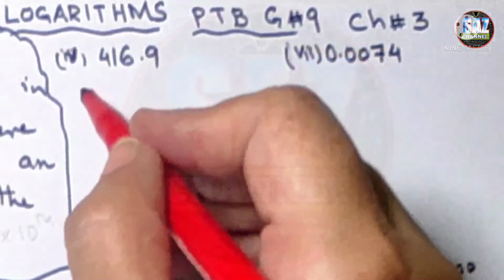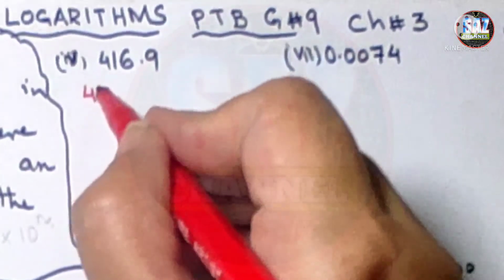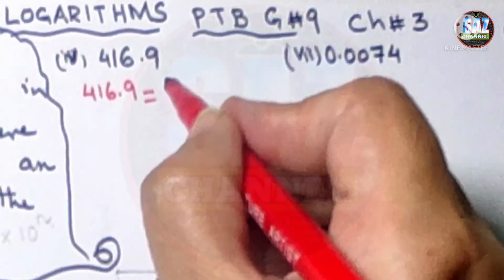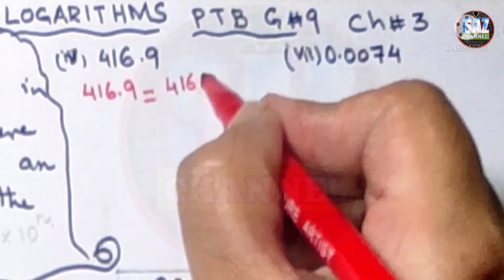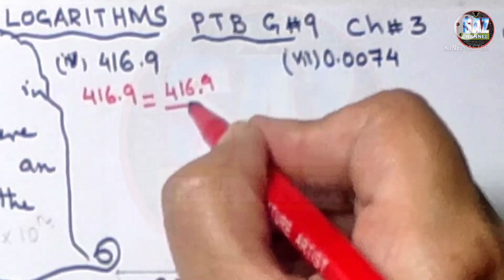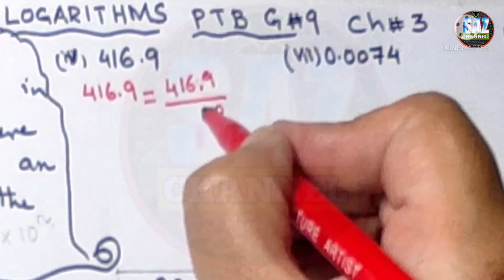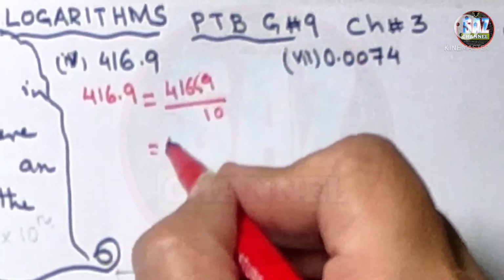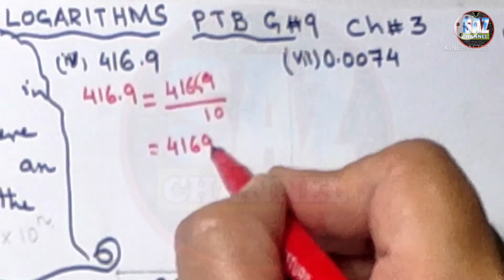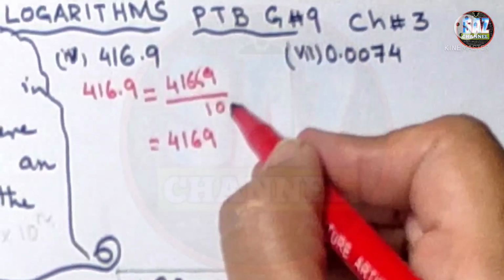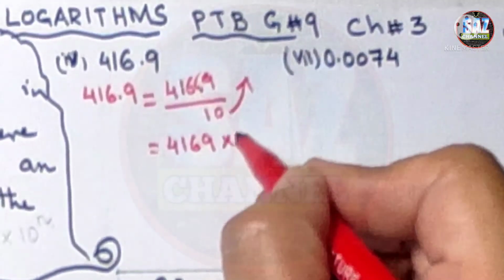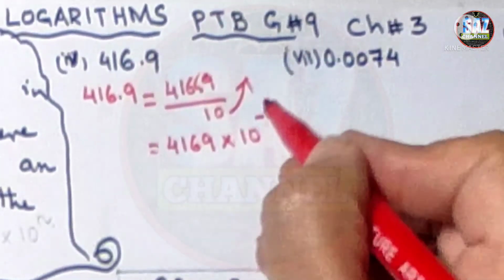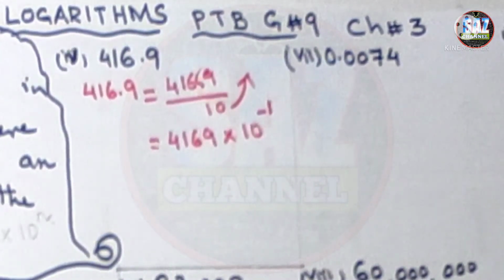416.9. Okay, now the question has two problems, 416.9. So first of all, what we have to do, I have to remove the decimal, 416.9, and underneath 9 I will be putting 0, and this is 1. And the question has taken the form 4,169 by 10, or I can shift this 10 up, and when I will be shifting this 10 up, this 10 has the index 1. When it will go up, I'm actually taking reciprocal. This will become 10 raised to the power minus 1.